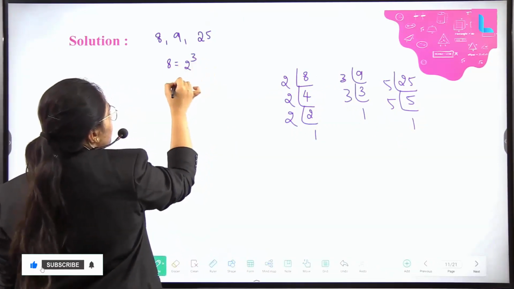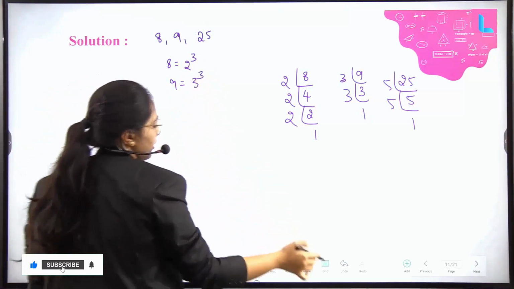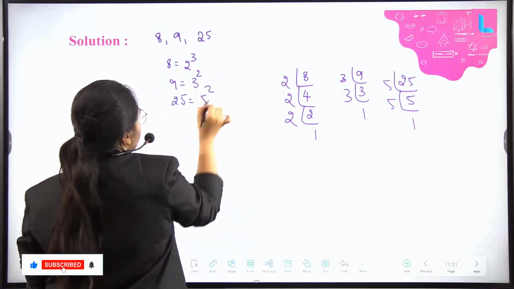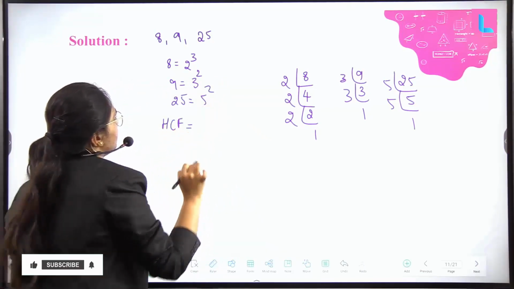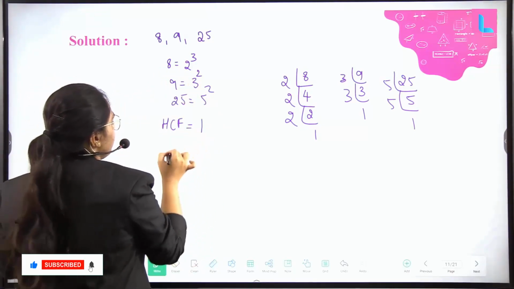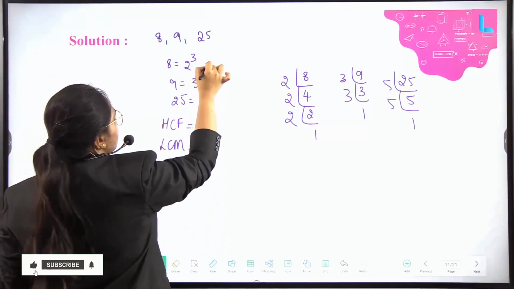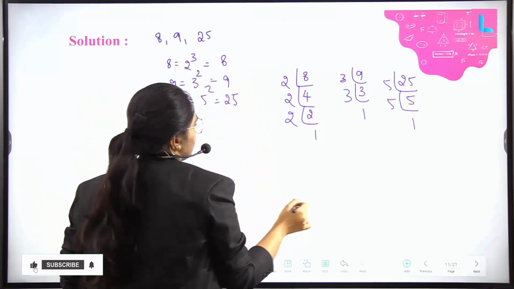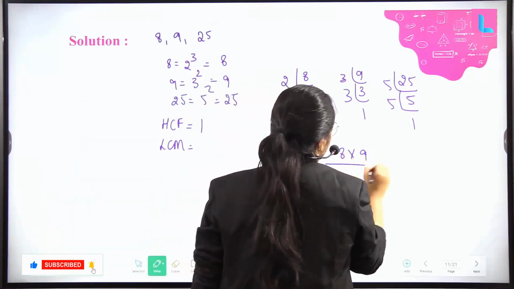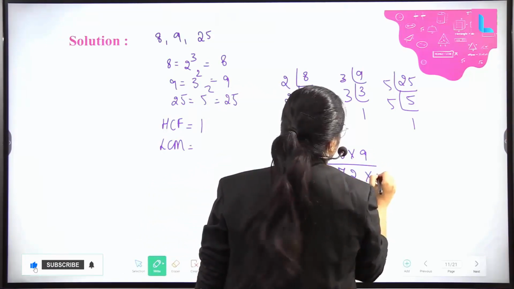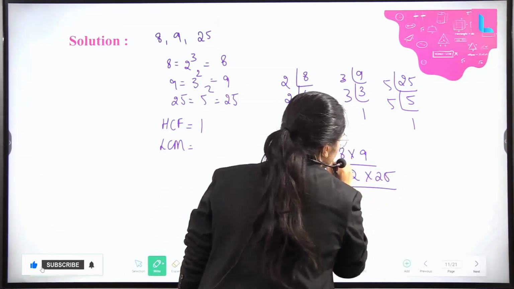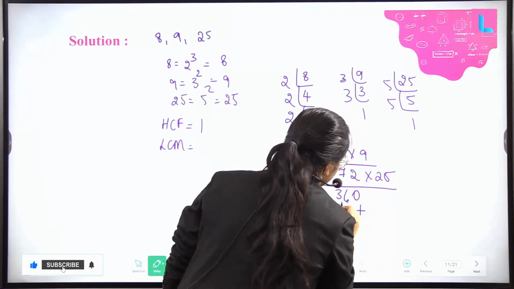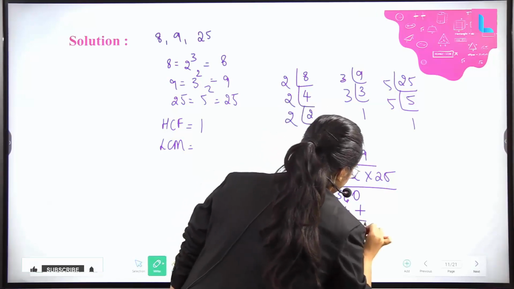8 can be written as 2 cube, 9 can be written as 3 square, and 25 can be written as 5 square. Even in this question, if you observe, there is no common multiple at all. So HCF is 1. LCM is the product of these.